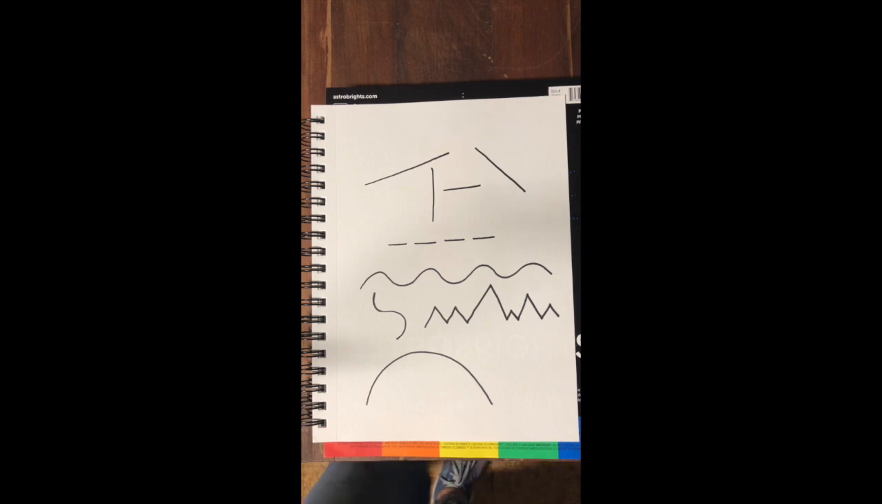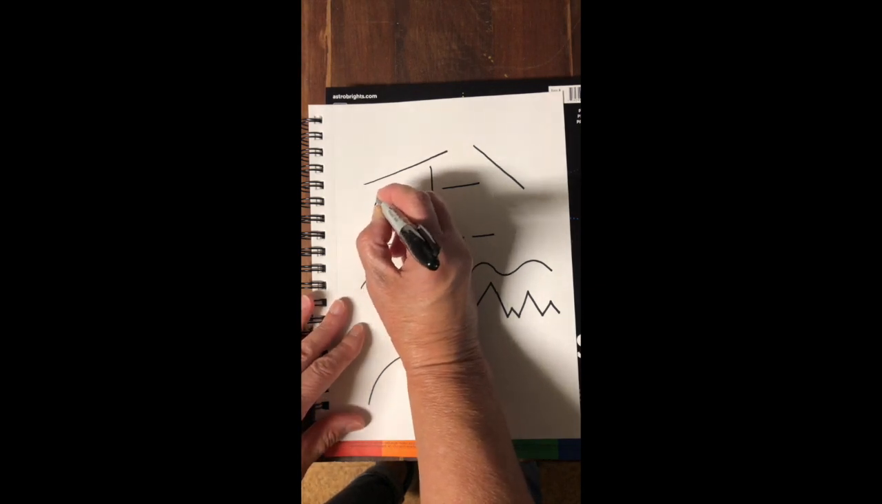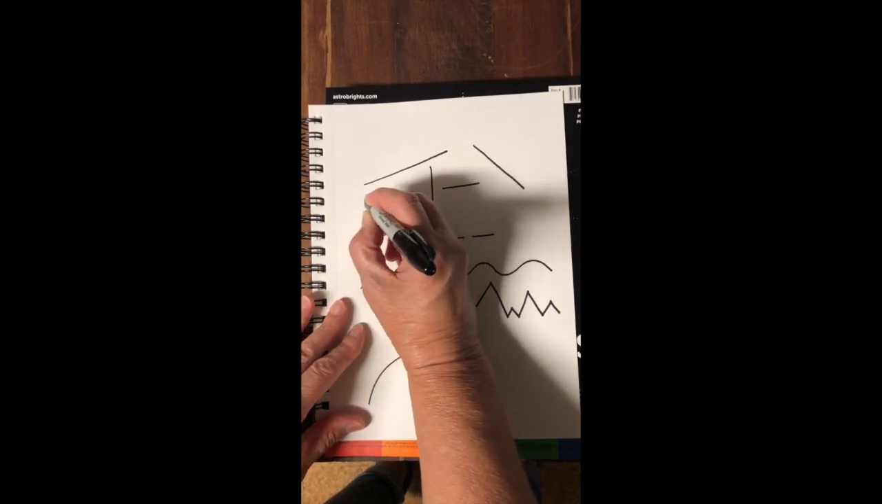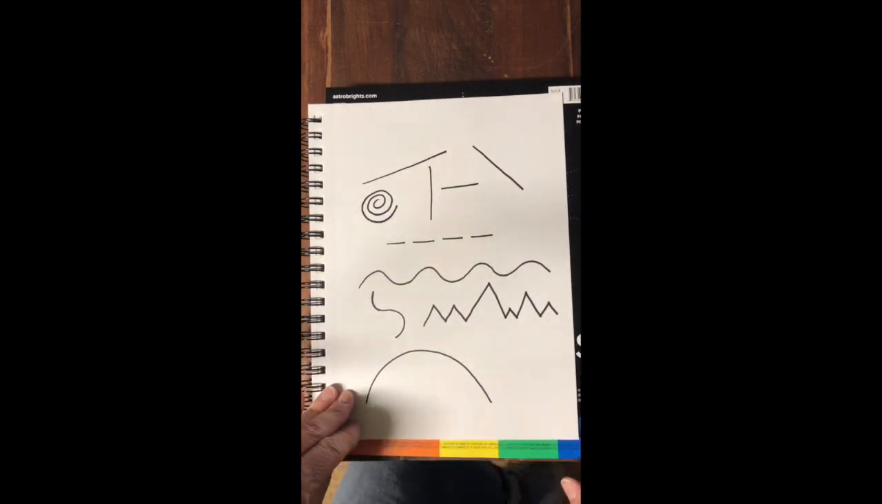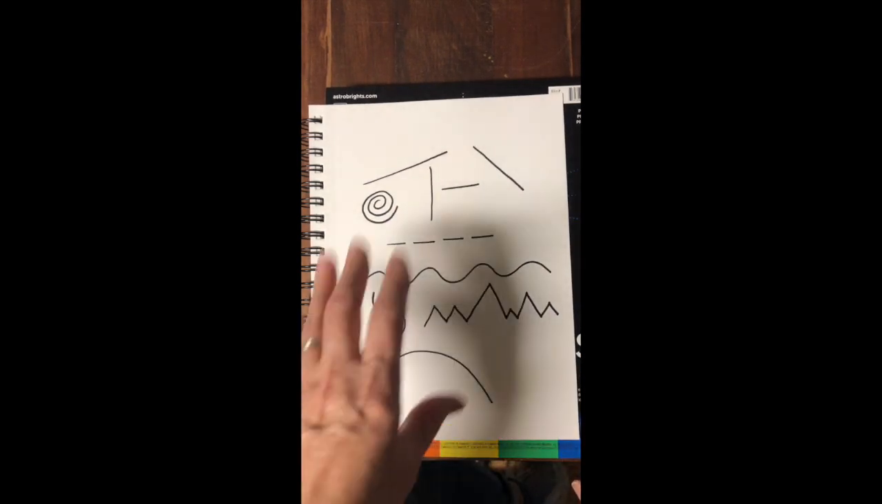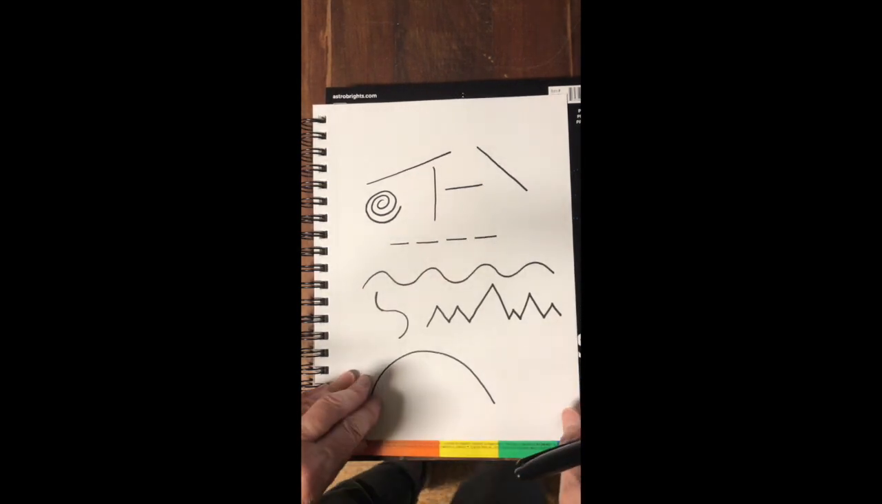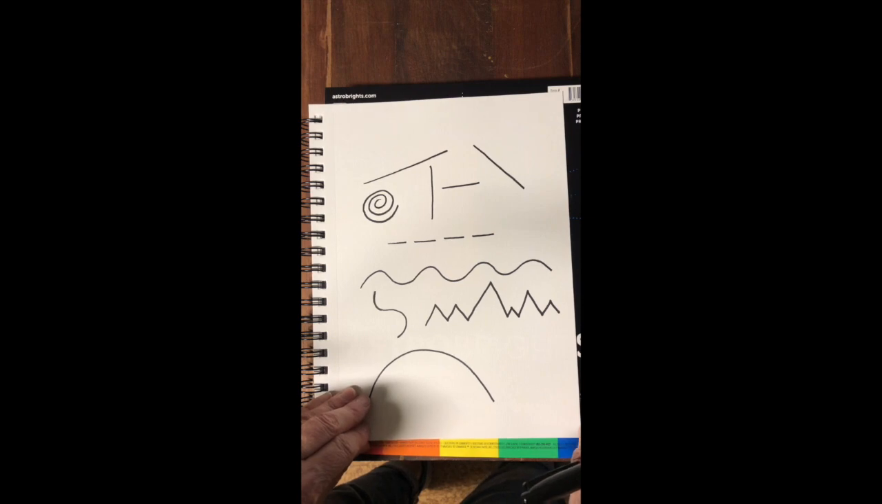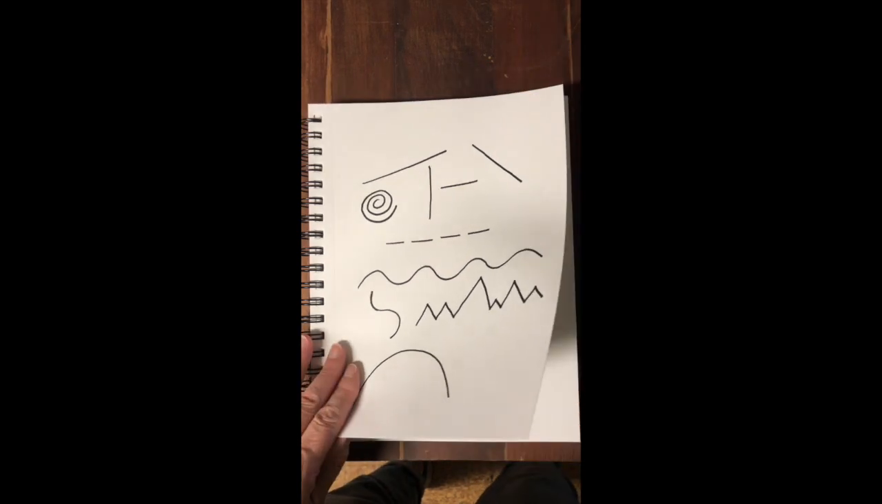But let's add something fun. It's not a shape because it's not a closed figure. But let's add a spiral. Those are fun. Okay, so now the first project we're going to do is you're going to take each one of these lines, each one, and you're going to create a picture using those lines. Don't think object. So let me show you what I'm talking about.